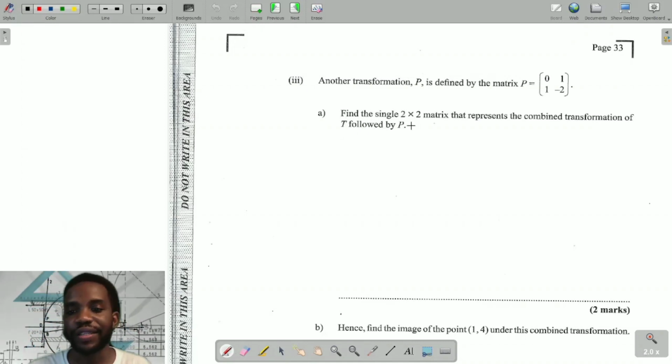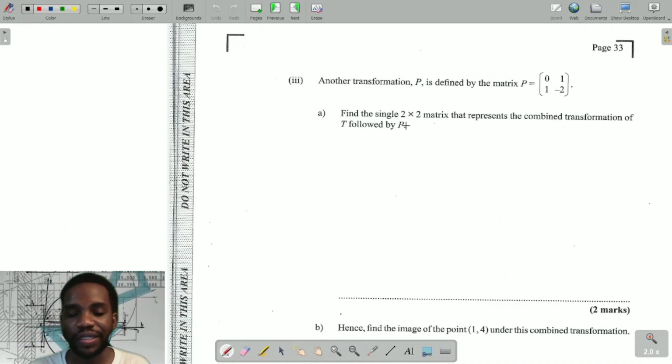Now, I want you to understand the context of what is happening here. The matrix that you're going to perform first is T. So let's put T down.